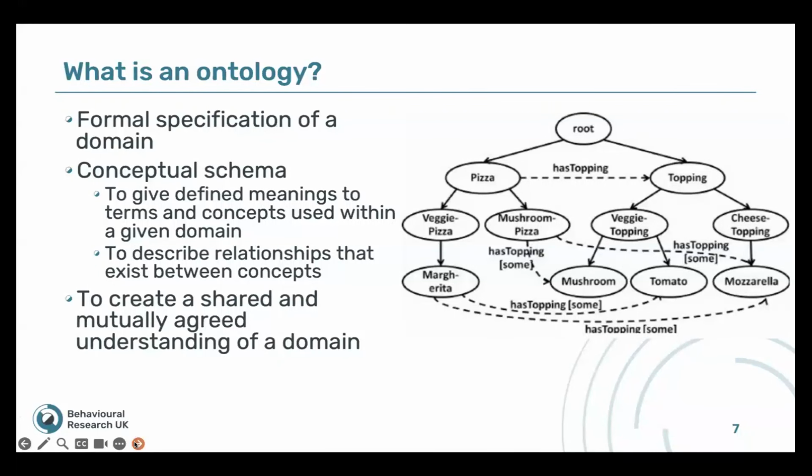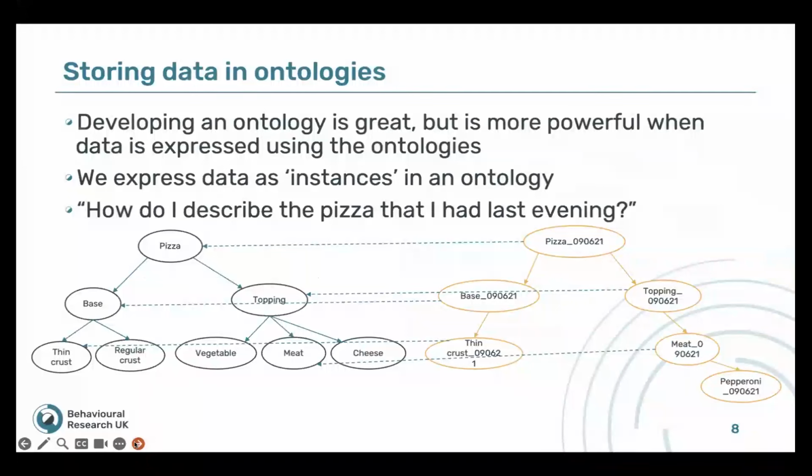And if I can move on to the next slide, please. So the question is, we can have this kind of definition, and developing an ontology is really good. It's helpful, but it's also very powerful when we have data being expressed using the ontologies. So we express data as instances in an ontology. And if we can think of, moving away from that conceptualization of pizza, now we want to think about a specific pizza that we encountered. So maybe, how do I describe the pizza that I had last evening?